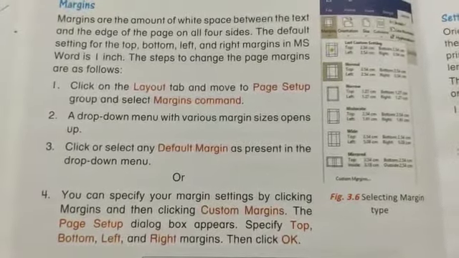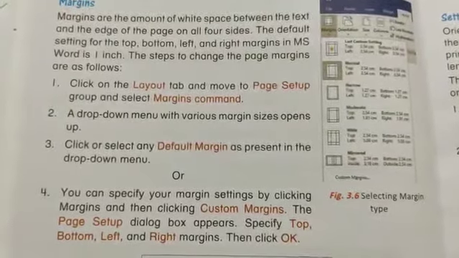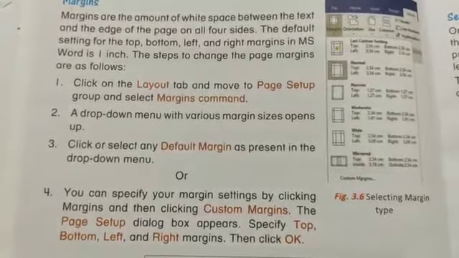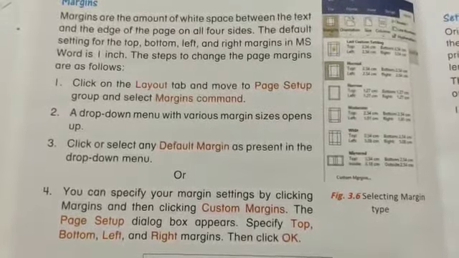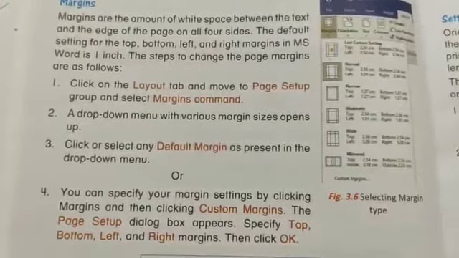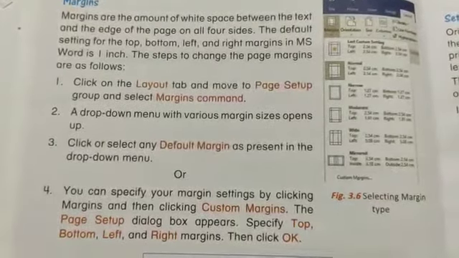Please underline this. Margin is what? It is the amount of space around the area where we want to write. The text will be written within that area. And its default setting is 1 inch from all four sides: left, right, bottom and top.